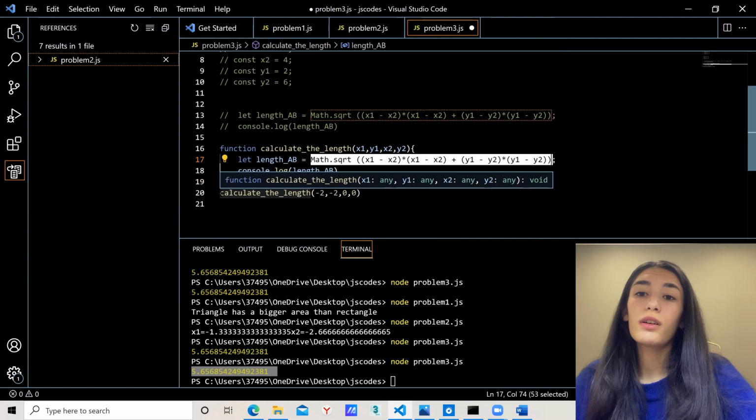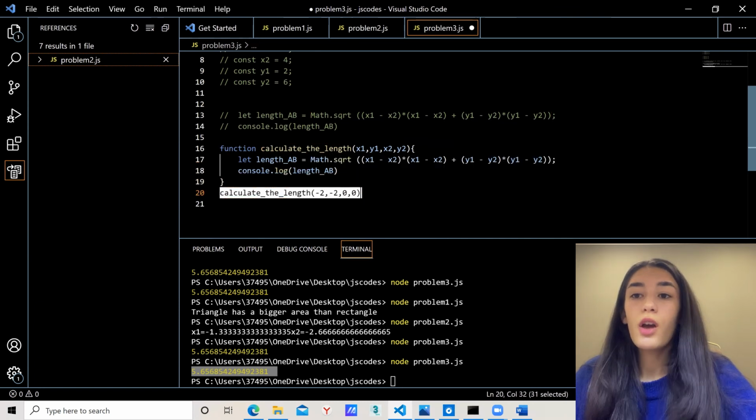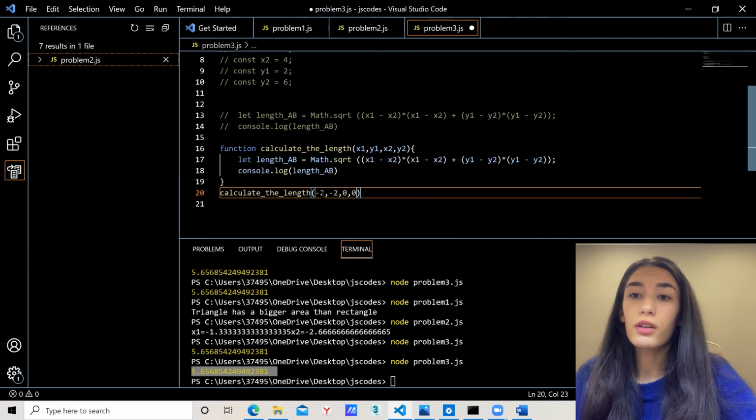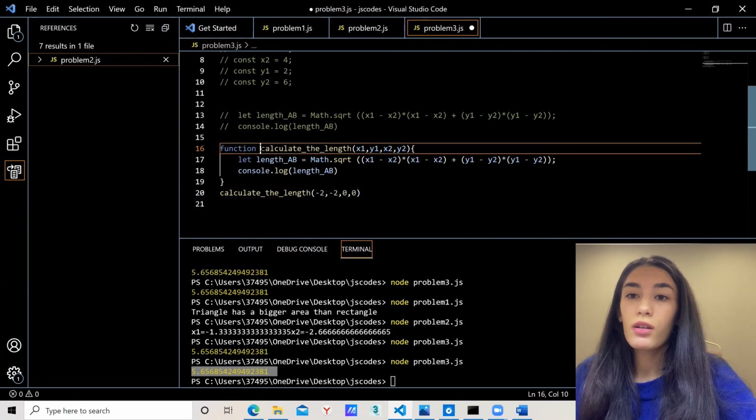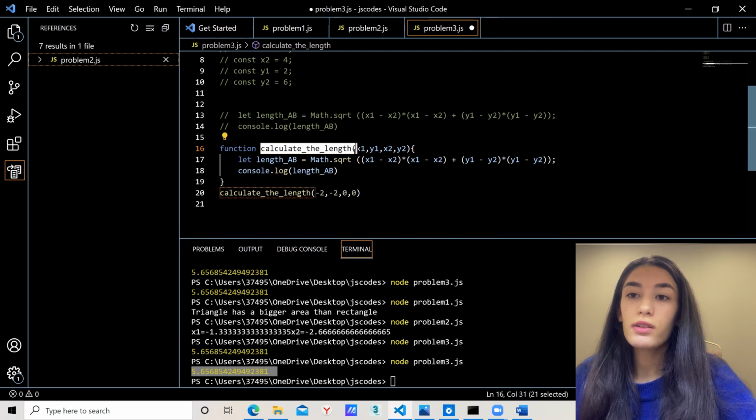And outside the function, we are just assigning values x1, y1, x2, y2. We are assigning random values to these variables inside the function named calculate the length.